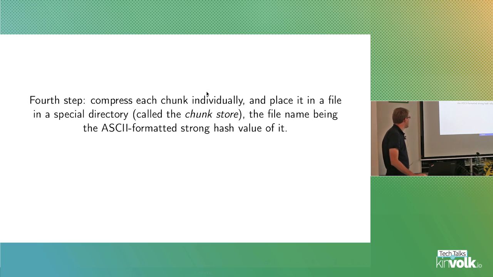The fourth step now is we take the chunks that we already generated, compress them individually, and stick them in some directory as regular files that are named after the hash value and have the compressed contents of the chunks, right? So that's super trivial. It's kind of nice because you can actually use the sha256sum command that you get on the shell from GNU coreutils. You can just invoke it on the files and it'll return the file name of the thing. So, that's already everything casync kind of does.